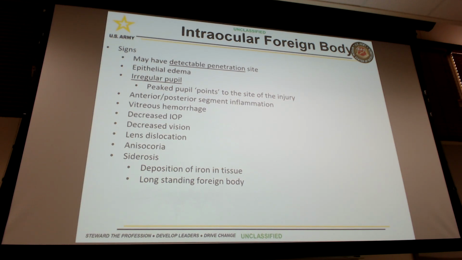So an intraocular foreign body is a bad thing. Okay, you shouldn't have anything inside of the eye except the stuff that's supposed to be in there. They may have a detectable penetration site, and you will be able to see that typically by the patient having what's called a peaked pupil. So instead of a round pupil, it'll look like a teardrop. And the point of that teardrop is going to point to where the penetration site is. Okay. They may also have bleeding inside the eye, decrease in IOP. That should be pretty obvious why, right? The eye's leaking, so it's going to be less pressure inside of there. Decrease in vision. Okay.